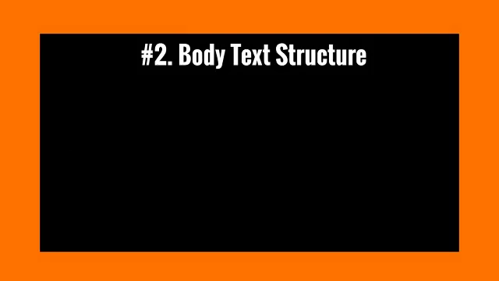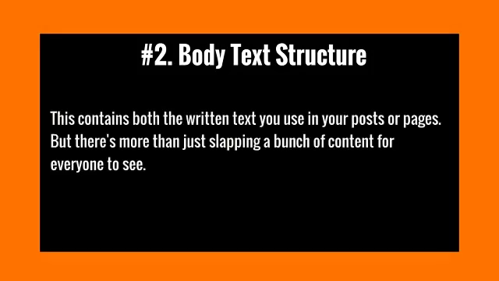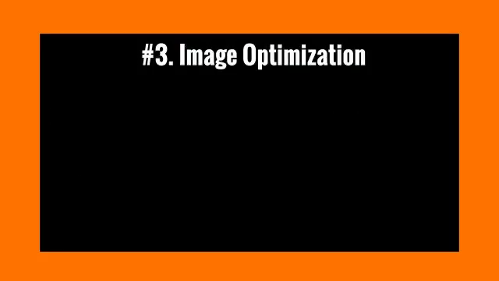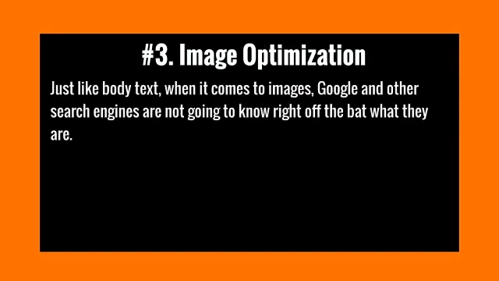Number 2, we have the body text structure, which contains basically everything on your post or your page in terms of content. So this contains the written text that you use in your posts and pages, and there's more than just slapping a bunch of content for everyone to see. So there's a lot that goes into this. So I'm going to break things down so you have a better idea of what you should include in your body text structure. Number 3, we got image optimization. What this means is making your images more search engine friendly.